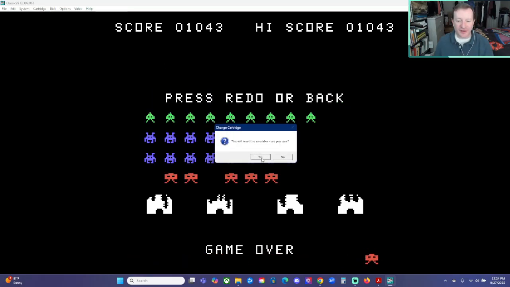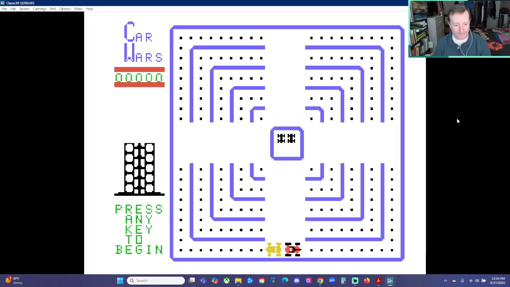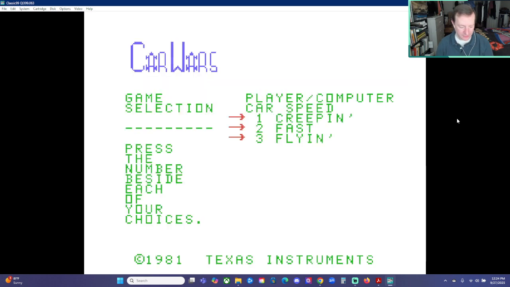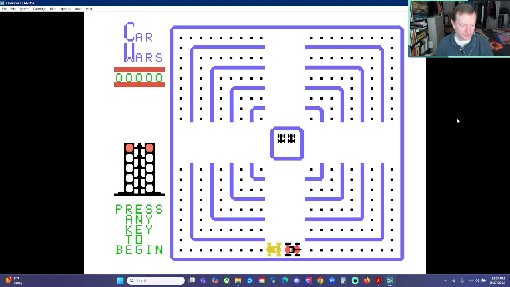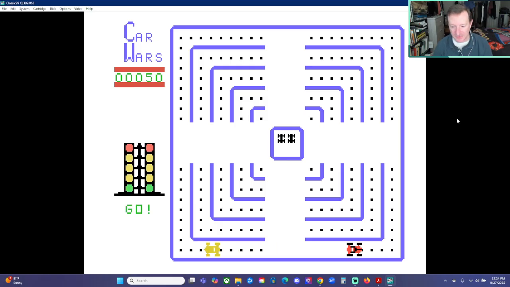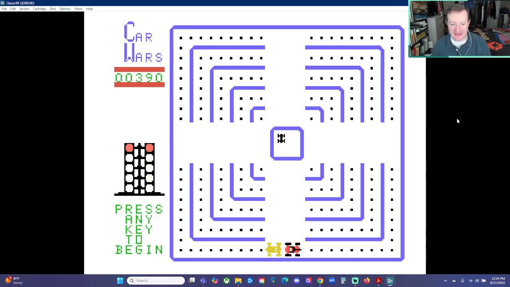Car Wars. This is a fun game. I used to play the heck out of this one. I was never very good at it. I don't know if it's possible to be good at this game. Okay, let's go fast. So I'm the red car. And this is actually not the fastest. Oopsie. Not the fastest this game goes.